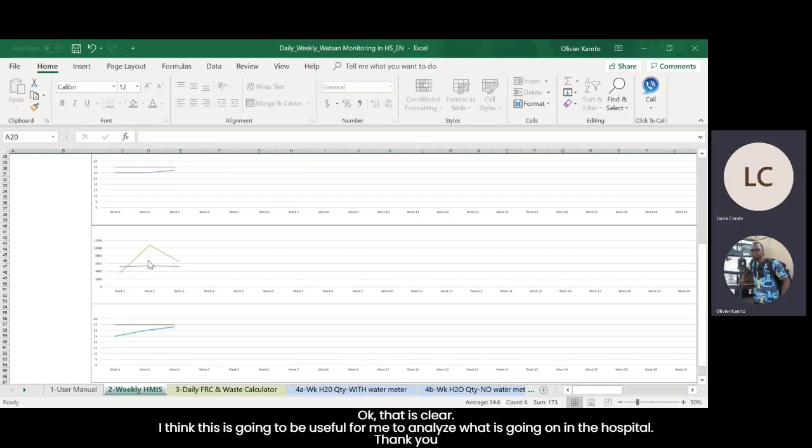Okay, is that clear? Yeah, it's clear. Great. I think that's going to be useful for me to be able to analyze what's going on in the hospital. Thank you.